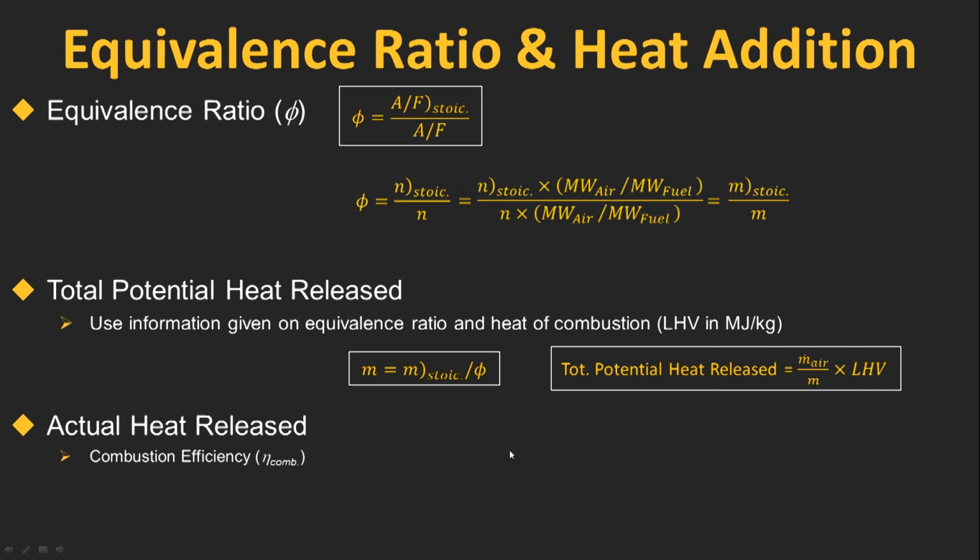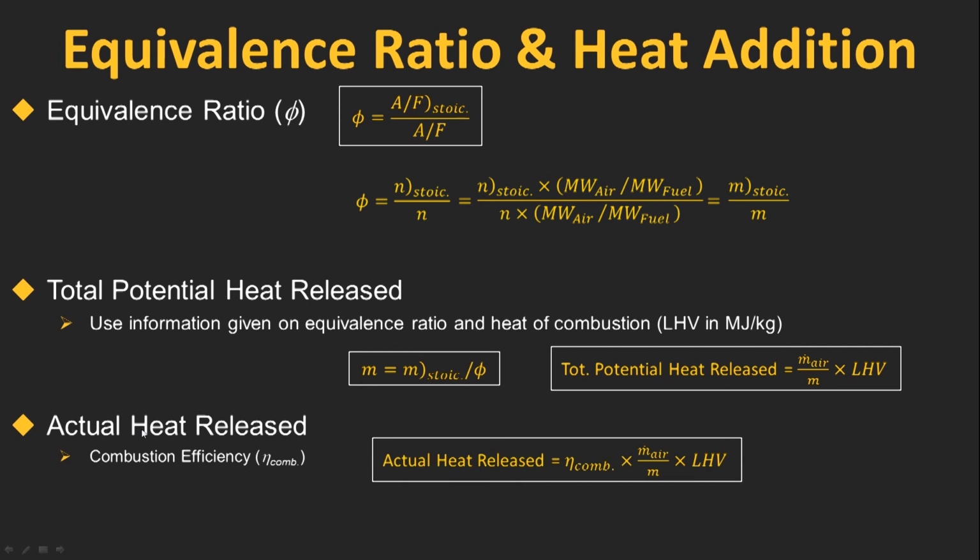The last part of calculating heat release is realizing that engines may not be 100% efficient in burning all of the fuel, owing to design trade-offs, as we saw in the case of flow with friction and heat addition. Therefore, the actual heat release will be a product of the combustion efficiency and the total potential heat release that we just calculated up here.